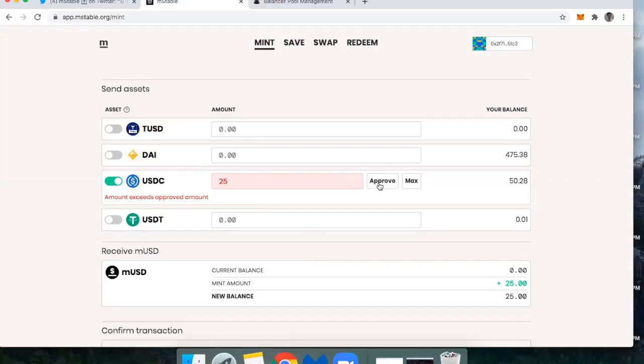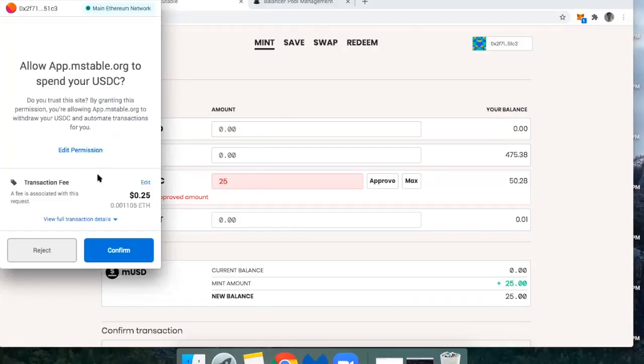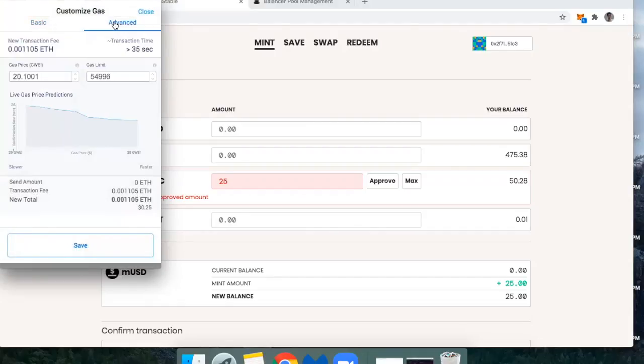So let's go ahead, and first thing I'm going to do is give approval for the app to move my stable coins. And we're going to edit this because I want to see if I can get the transaction fee lower. So I'm checking, per usual, ETH gasstation.info on my phone. It looks like currently the lowest gas price is around 22.1 Gwei. So this would not have pushed through my transaction, I think. So I'm going to move this to maybe 23 Gwei.